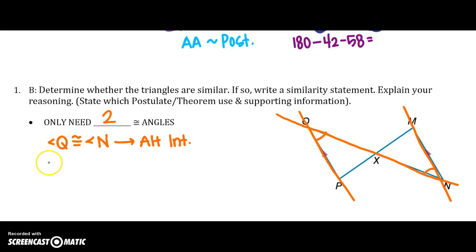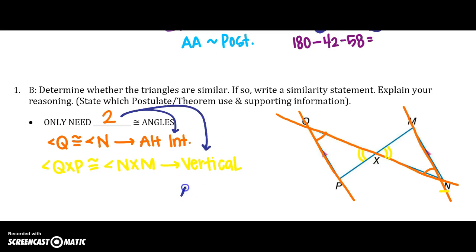And then I'm going to use vertical angles because that's what I see. So angle QXP is also congruent to, so Q matches with N, so angle NXM, because of the vertical angles. Remember, I only need 2 angles, 1, 2, to prove my triangles are similar. So I'm going to say triangle QXP is similar to triangle NXM. And I have an A and an A, so I know I'm going to use the AA similarity postulate.